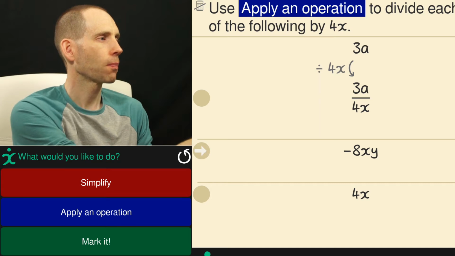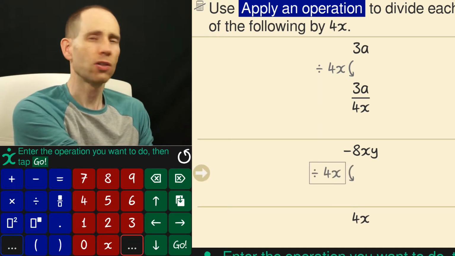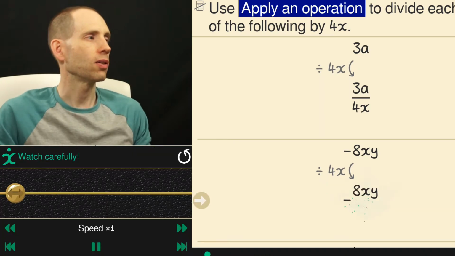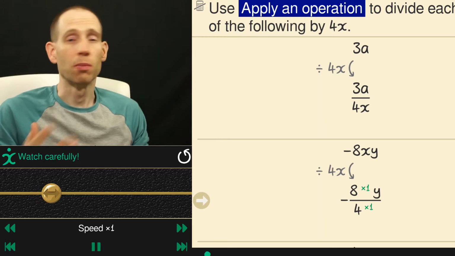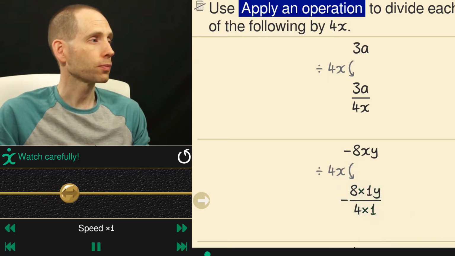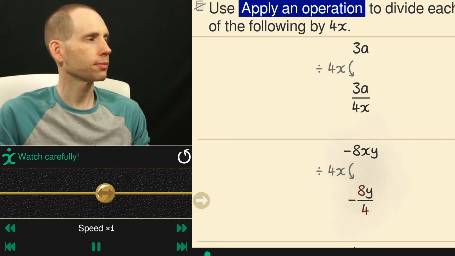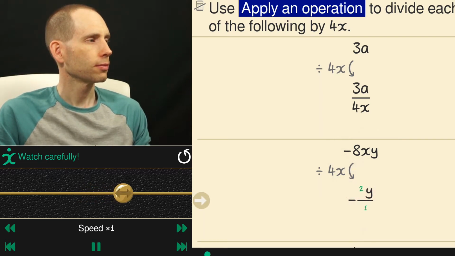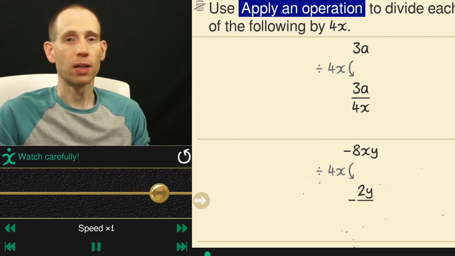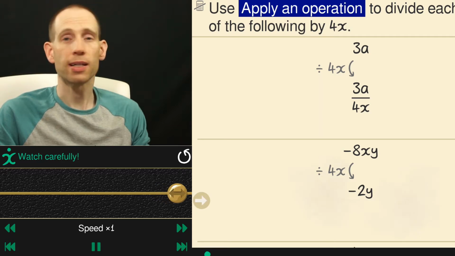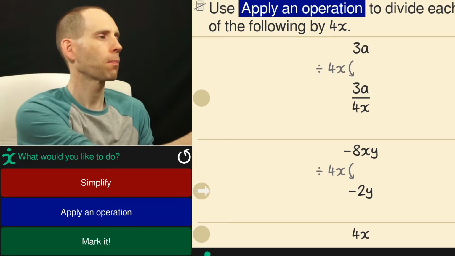Let's move this down a bit. I'm going to do the same. I'm going to divide by 4x and just watch what happens here. This is all one term, but there's some simplifications going on, and I'll talk a bit more about these in a moment. So this is simplified all the way down to negative 2y. So negative 2 multiplied by y. Negative 2 is the coefficient, remember.